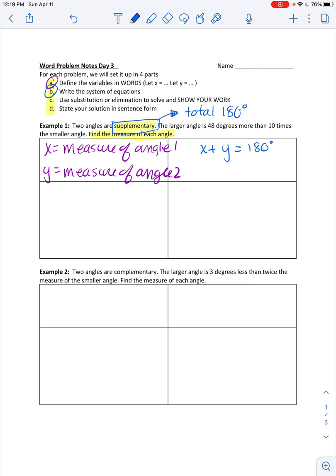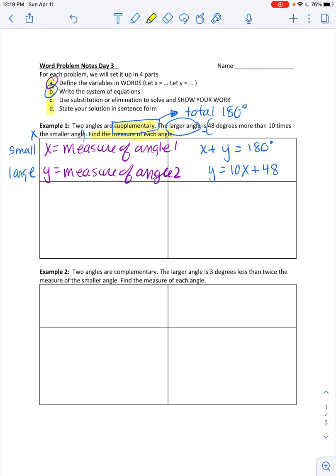The larger angle, which doesn't really matter, let's say Y. So if we're going to have Y be our larger angle, it equals 48 degrees more than 10 times the smaller angle. Okay. So how do we do 48 more than 10 times the smaller angle, which is going to be X? So we're going to let this one be the smaller one, this one be the larger one. So 48 more than 10 times. Well, 10 times X would look like that. 48 more than that would add 48.